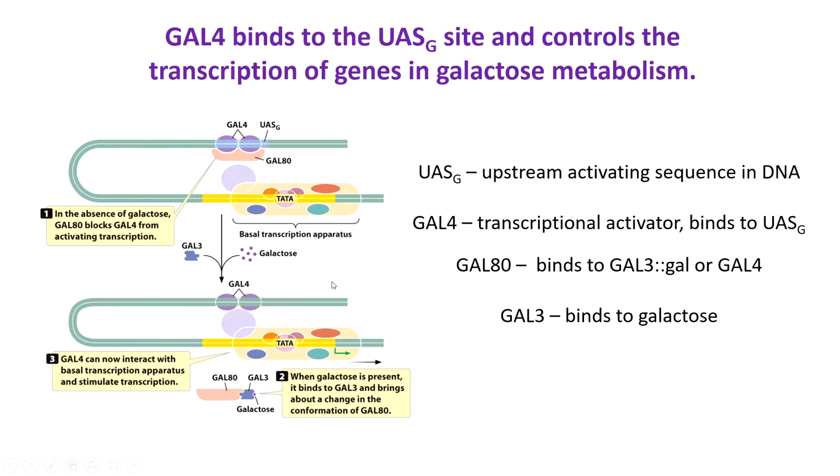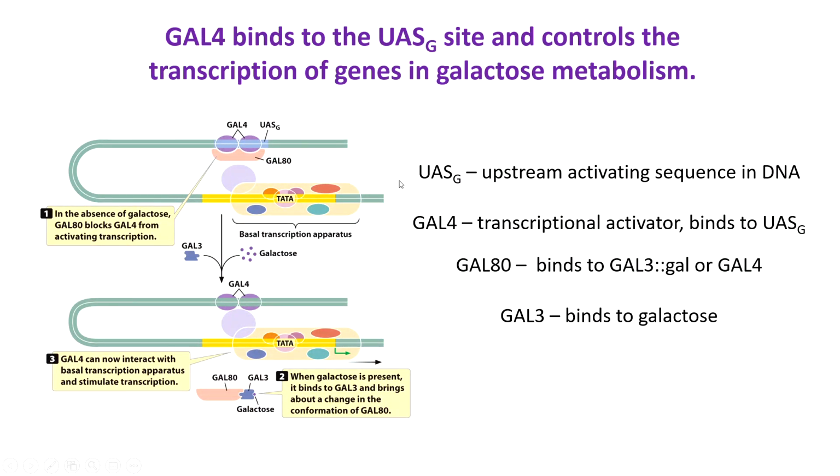GAL80 is right here, and GAL80 will bind to GAL4. It can also bind to GAL3. It is a repressing protein, and so GAL80 will actually block the activation of transcription caused by GAL4. And then GAL3 is a protein that binds to galactose in order to increase gene expression of the proteins that metabolize galactose.